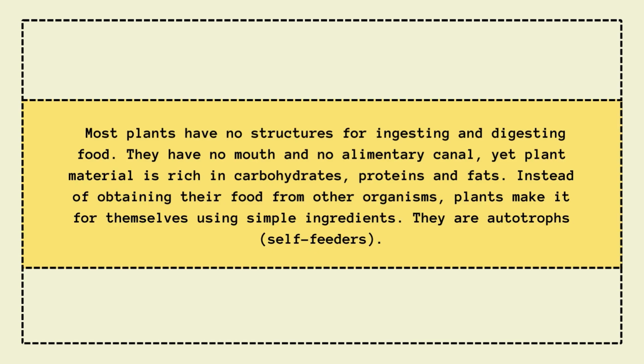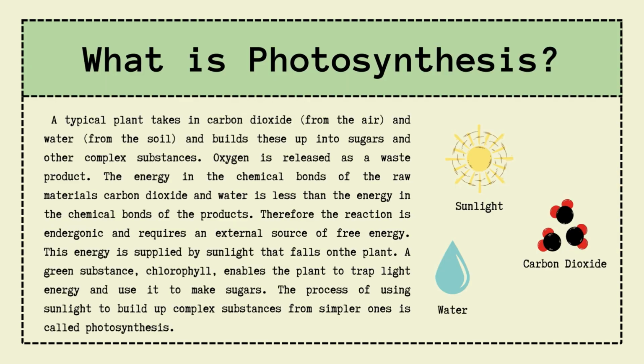Most plants have no structures for ingesting and digesting food. They have no mouth and no alimentary canal, yet plant material is rich in carbohydrates, proteins, and fats. Instead of obtaining their food from other organisms, plants make it from themselves using simple ingredients. They are autotrophs. What is photosynthesis?